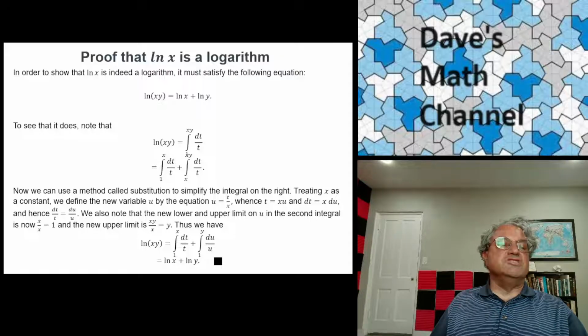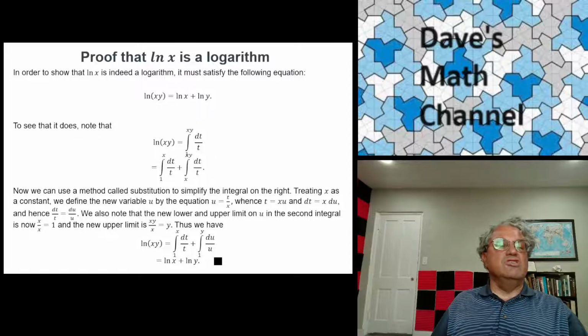Now we can use a trick called substitution. This is a very useful method for solving integrals, and I'll go into it in more detail in a future video. What you can always do to solve an integral is change your variables, that is, substitute. In this case, I'm going to use u equals t over x. We're thinking of x as a constant, because as far as the second integral goes, it is a constant. This integral is over t, and t has nothing to do with x, really. We're also thinking of y as a constant. So we can always define a new variable, u equals t over x.